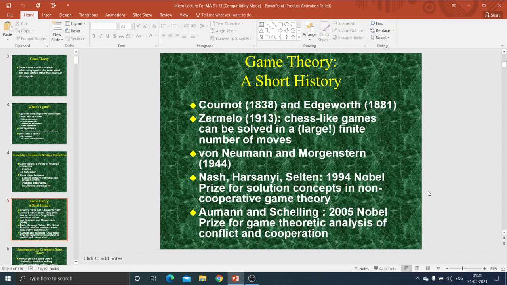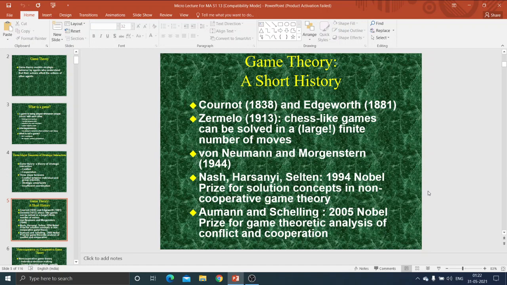Edgeworth also applied this game theoretic framework in 1881. He published, and that also deals with the interactive framework, especially the game framework. But in the 20th century, especially 1930, Zermelo tried to demonstrate that chess-like games, which we normally believe are infinite-move games, can be solved in a large finite number of moves. Finite number of moves, but how finite it is, we don't know. But Zermelo had theoretically proved that chess-like games even have a solution in that sense.